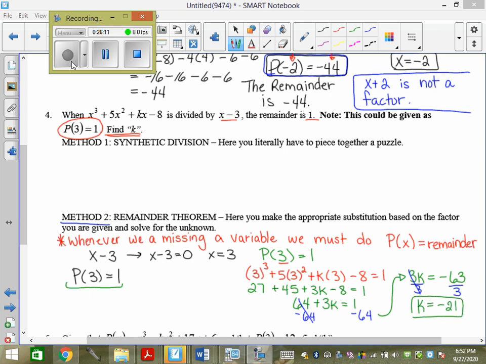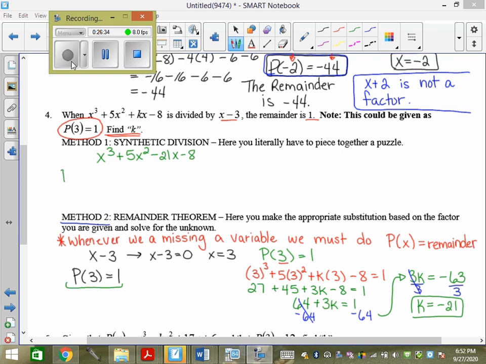Now, whenever we solve for these, we can check it. I'm going to check it above. I can check and see if I got the right k value, because I can plug it in for k, so I can get my polynomial. My polynomial, I'm not going to do synthetic division, so it doesn't matter. I'm going to use this space: x cubed plus 5x squared, k is minus negative 21, x minus 8.